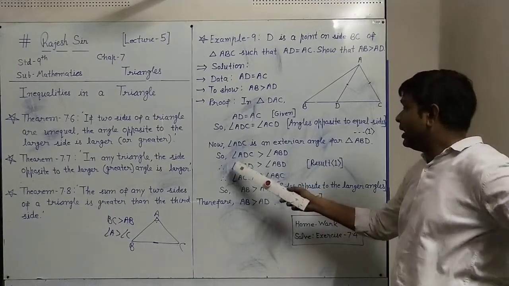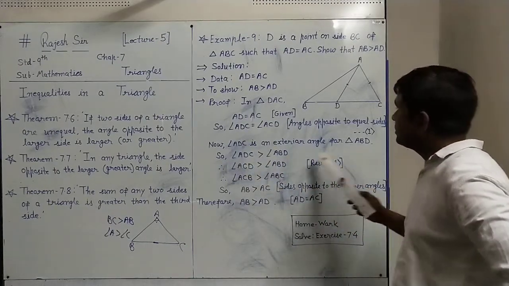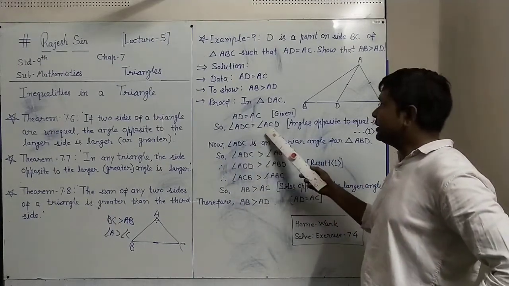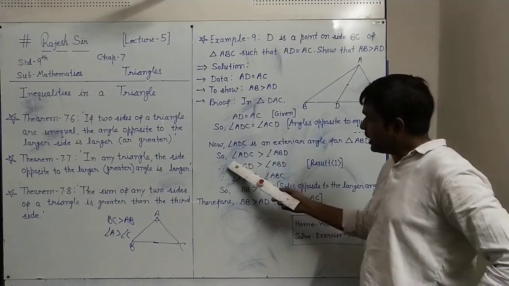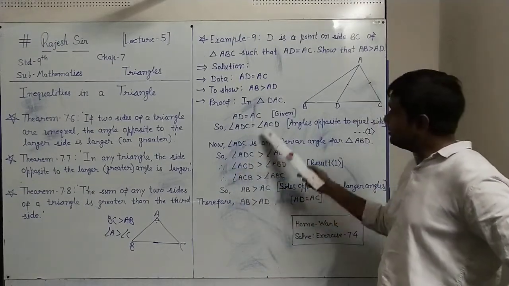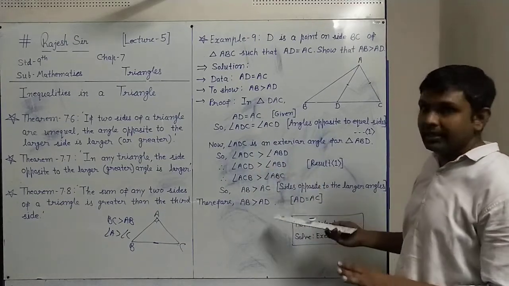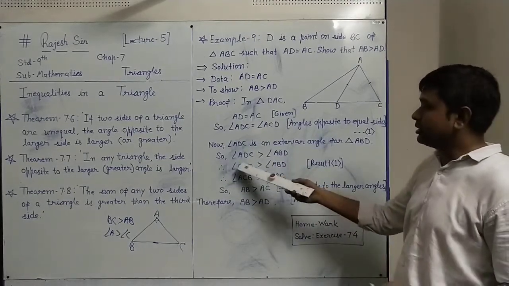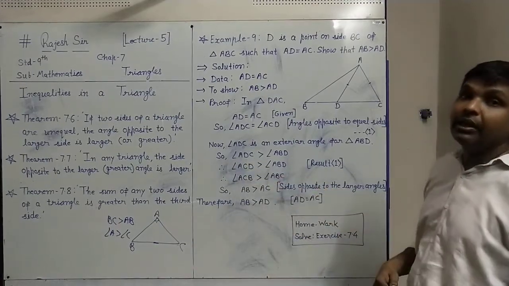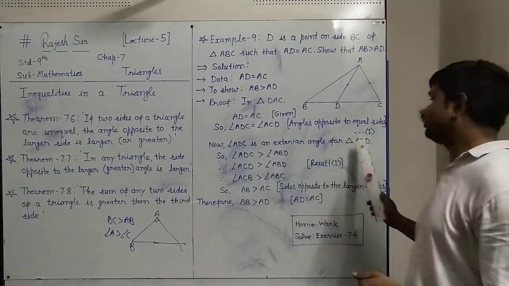Now, as we have in result 1 that ADC equals ACD, we can place this angle ADC in place of that angle ACD, greater than as it is, and angle ABD as it is. From result 1 we have used this. In place of angle ADC, we can write angle ACD from result 1.